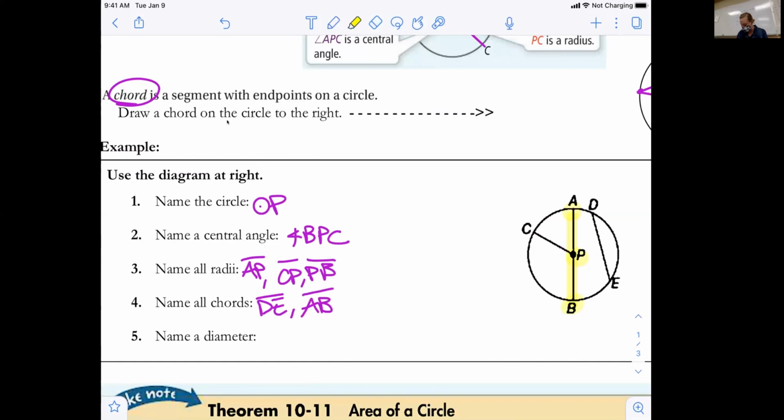So AB is both a chord and a diameter. So notice that we can label it as a chord and we can label it as a diameter. A diameter is just like a special type of chord.